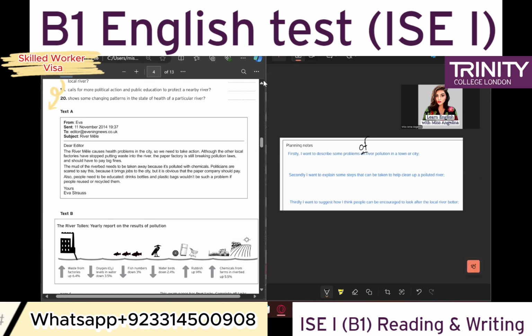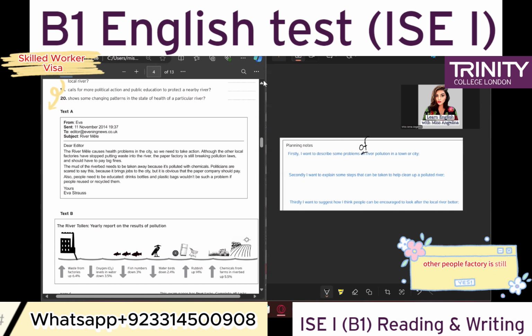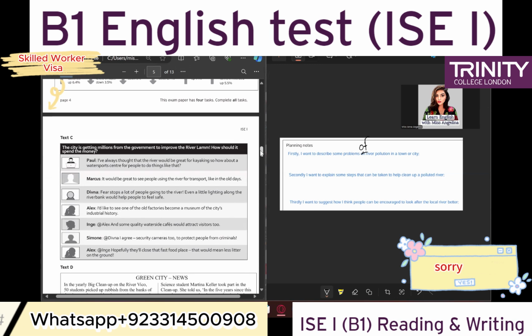One more: the paper factory is still breaking pollution laws. Can you now talk about the third point? Thirdly, I want to suggest how I think people can be encouraged. That is in text B. Sorry, text C.